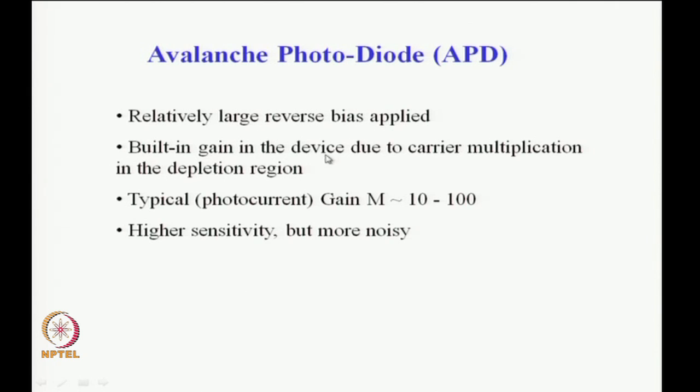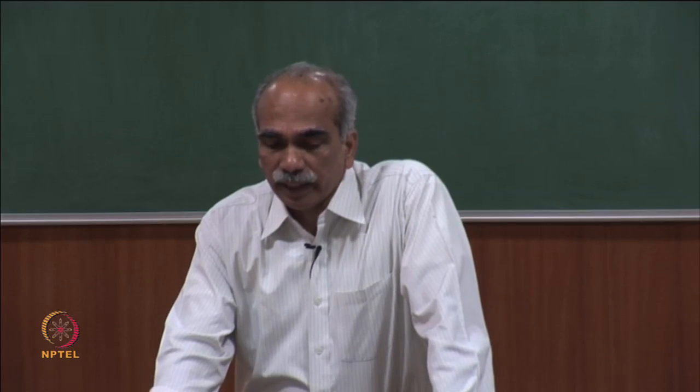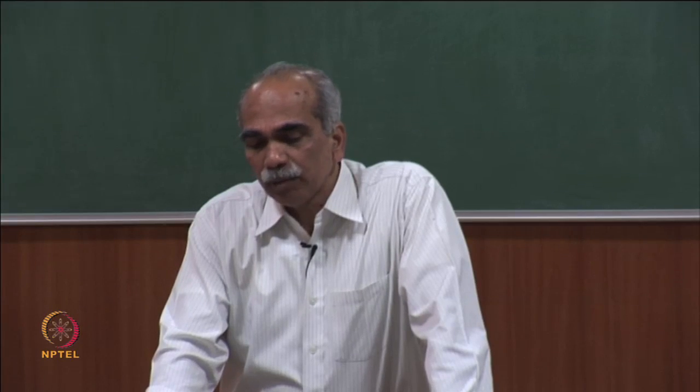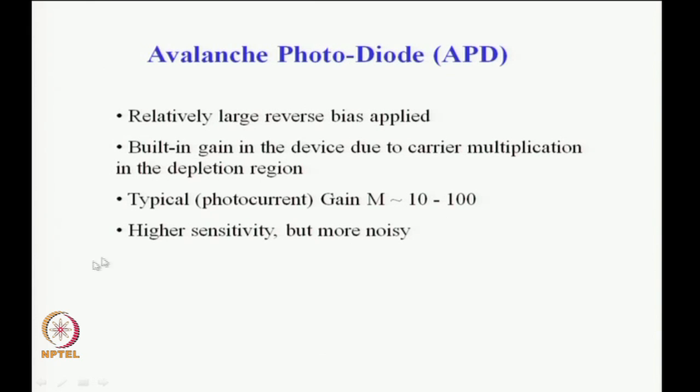There is a built-in gain in the device due to carrier multiplication in the depletion region by the avalanche process. We will see what this avalanche process is. Typical photocurrent gain M is of the order of 10 to 100. M here is basically the ratio of the photocurrent IP in the external circuit after the avalanche process to the primary photocurrent, typically 10 to 100.